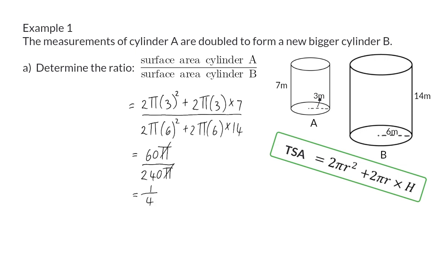In the chapter on measurement of two-dimensional shapes, we already saw that when all the measurements of a shape are doubled, the area of the shape will become 2 to the power of 2 times bigger, and therefore 4 times bigger. And here we just saw that the total surface area of cylinder B is 4 times bigger than that of A.